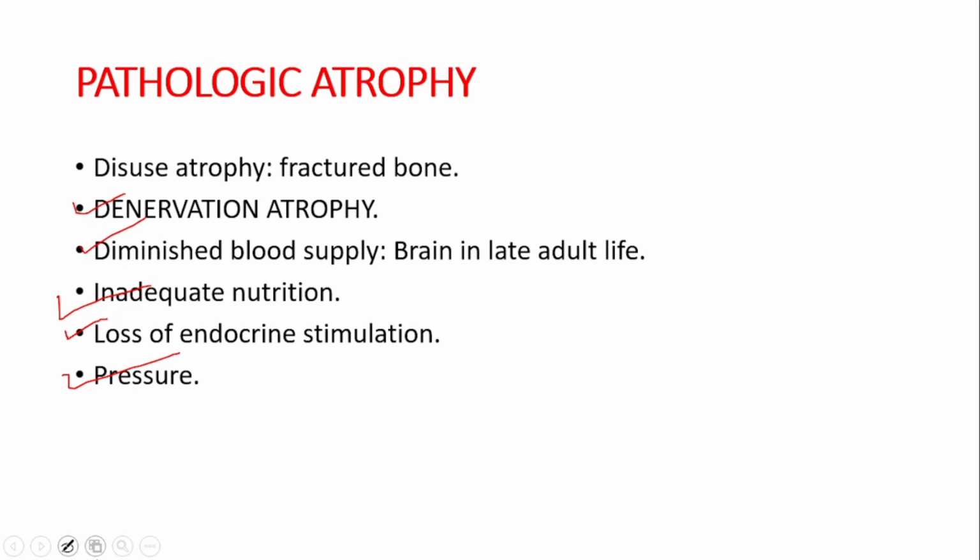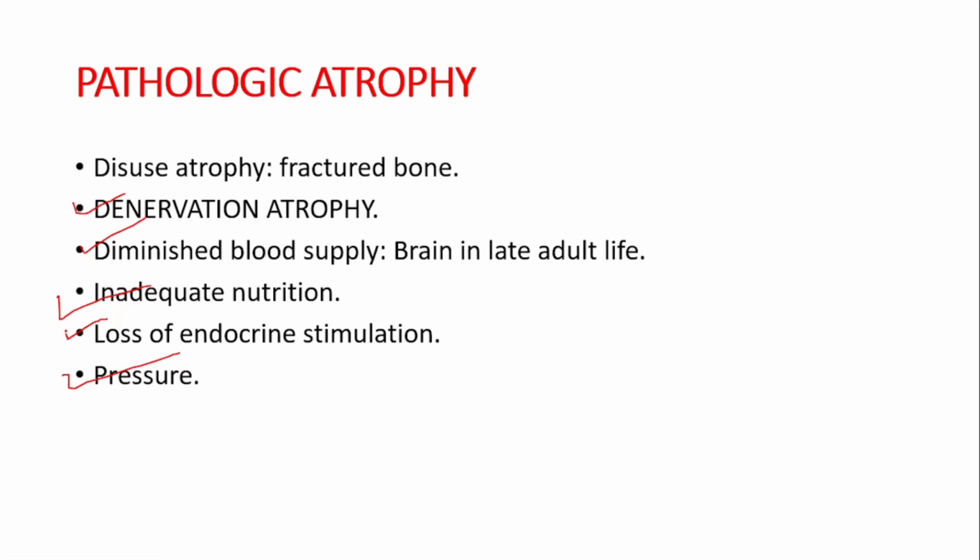Overproduction of cytokines is seen in chronic inflammation and cancer, mainly tumor necrosis factor, and this TNF is responsible for suppression of appetite as well as lipid depletion, leading to muscle atrophy, and subsequently pathologically we see atrophy of the muscle.